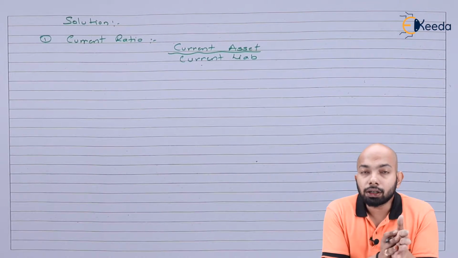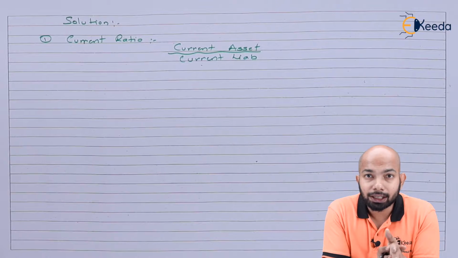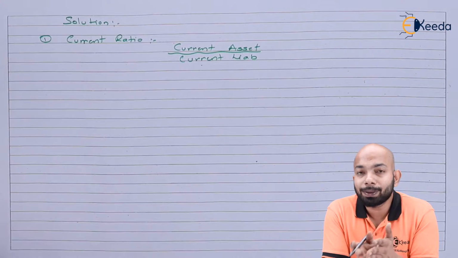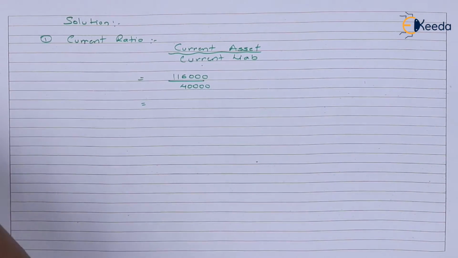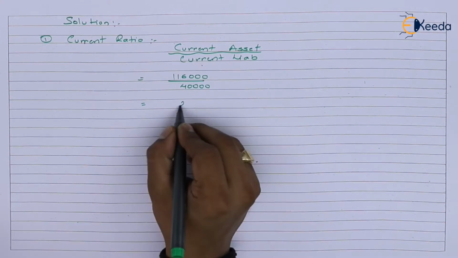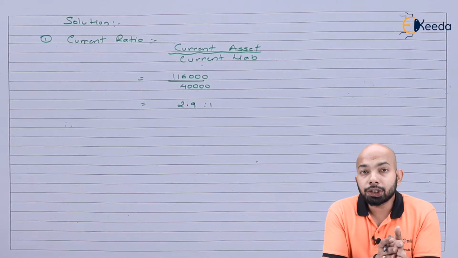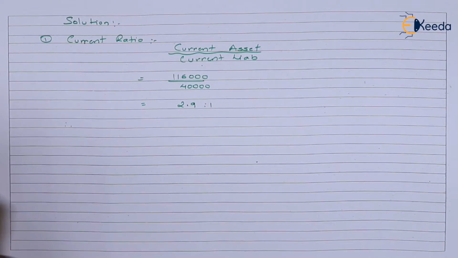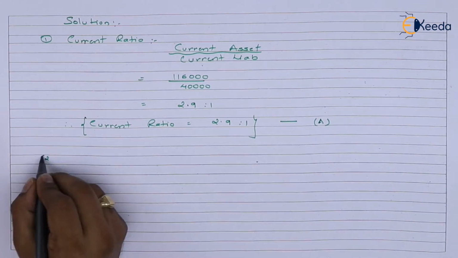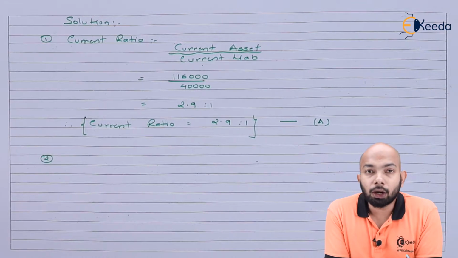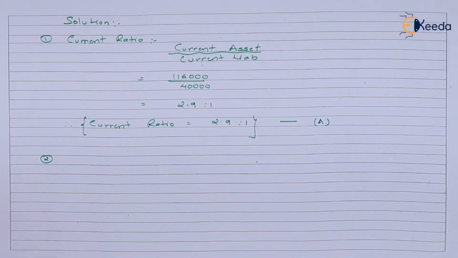So the formula for current ratio is current assets upon current liabilities. We already have the value. Let's paste that here. So the current ratio is 2.9:1. The next one that we'll be figuring out is the liquid ratio.